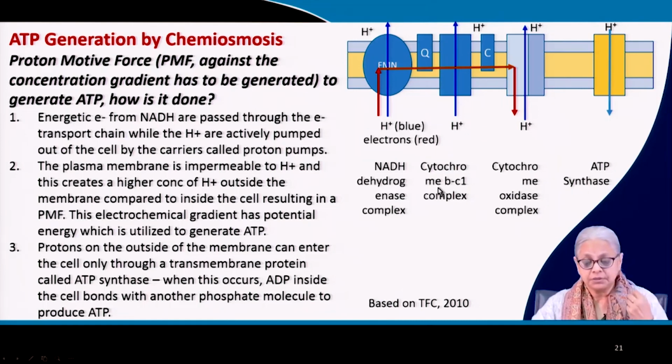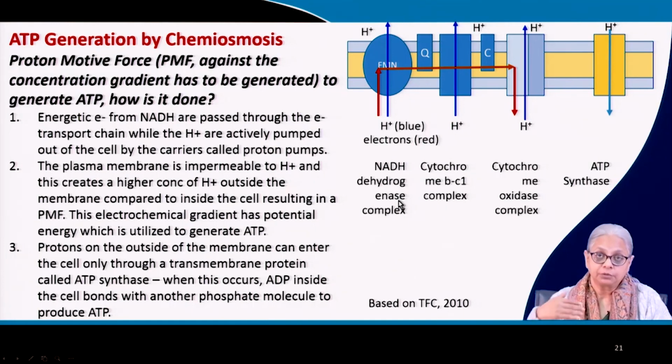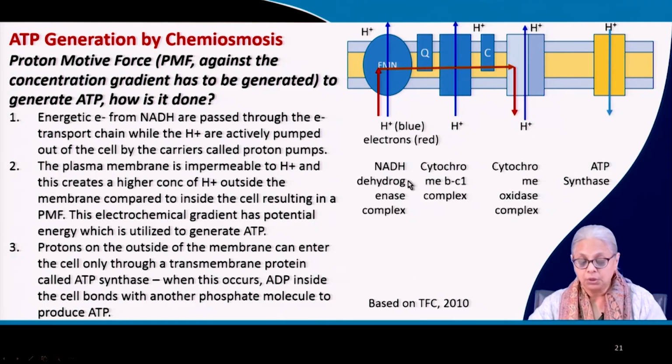So NADH is the starting point. The NADH is going to be transporting both. It gives up a proton and an electron, and both of them are transported. So the red lines show you the transport of electrons and the blue lines represent protons. And in the first three complexes, you get the pumping of protons out of the cytoplasm. So the bottom part is the cytoplasm, and the top part is the outside of the cell, and these protein complexes are pumping the protons out of the cytoplasm.